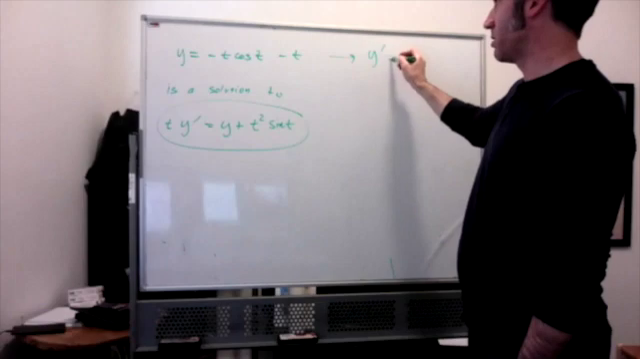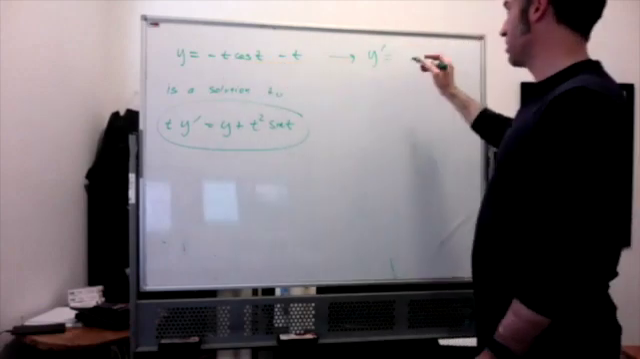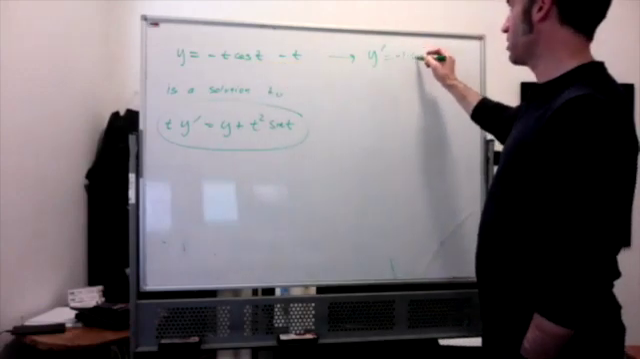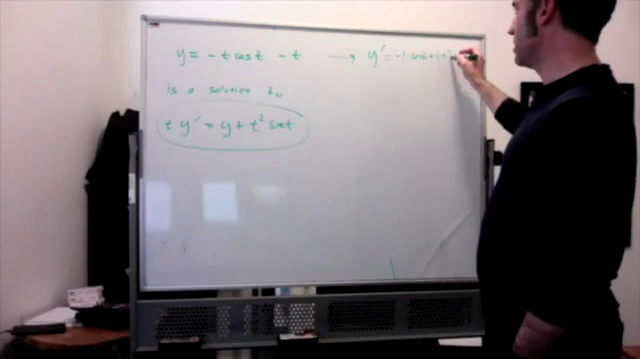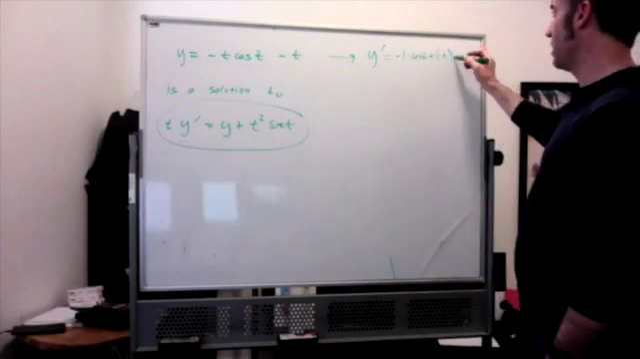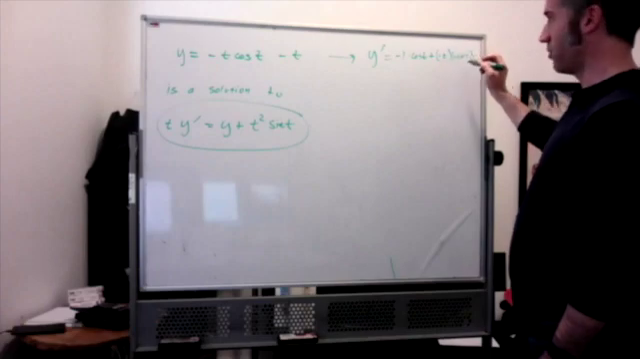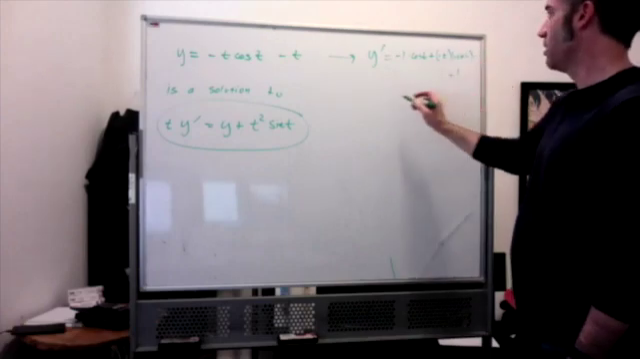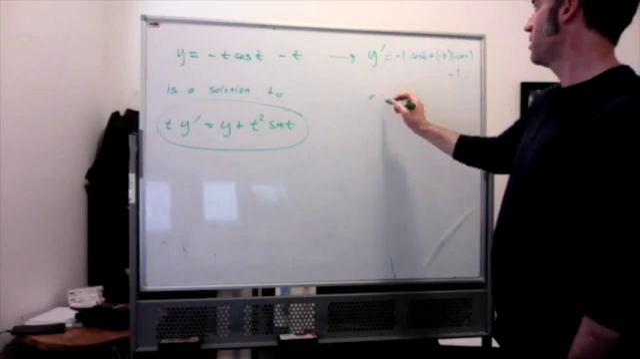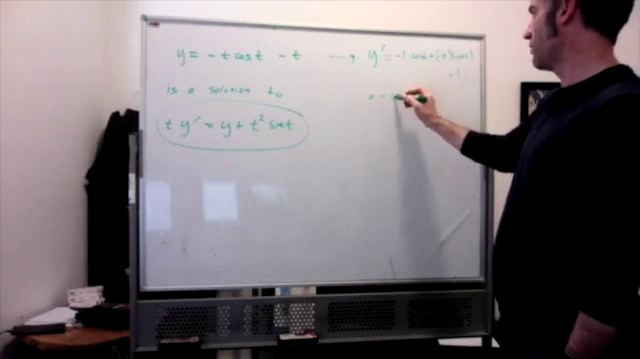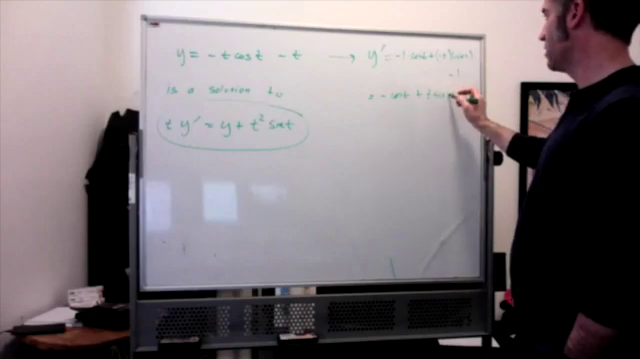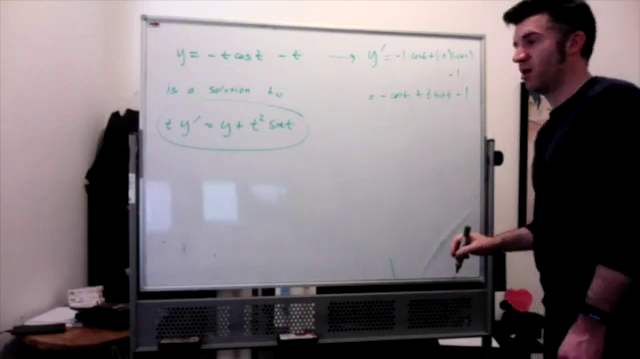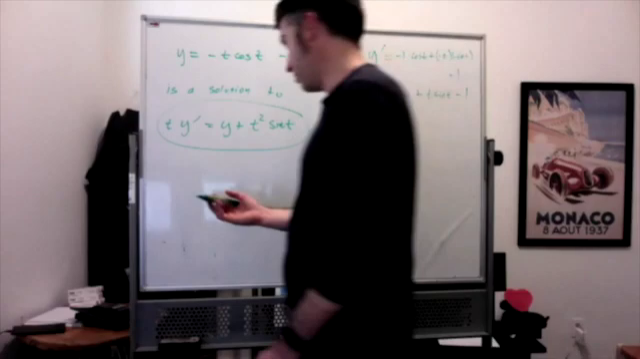So y prime is going to be, let's see, we need to use the product rule here. So it's going to be -1 times cosine of t plus negative t times the derivative of cosine, which is negative sine, minus 1. So simplifying this a little bit, it's negative cosine of t plus t sine of t minus 1. All right, so now we're going to throw things into the formula.